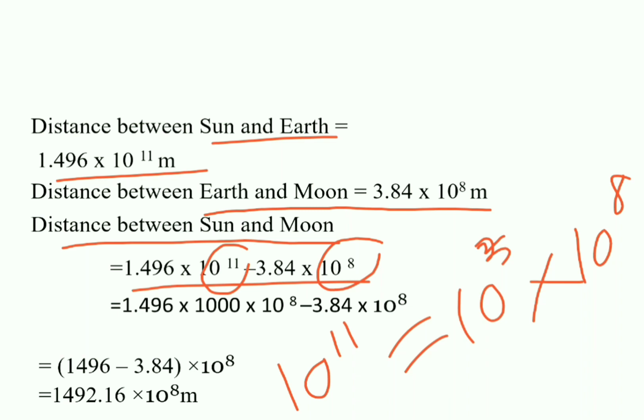So 10 raised to the power 11 becomes 10 raised to the power 3, means 1000, into 10 raised to the power 8. So take 10 raised to the power 8 as common, and after that solve the calculation. 1.496 into 1000 became 1496, minus 3.84, and this is equal to 1492.16 into 10 raised to the power 8 meter, and that is your answer.